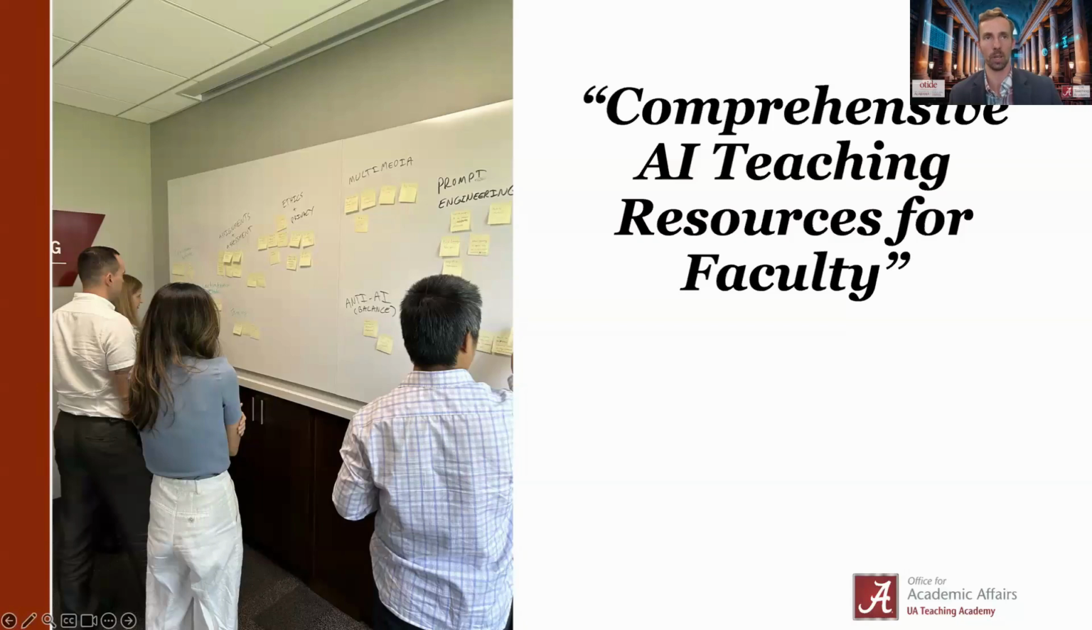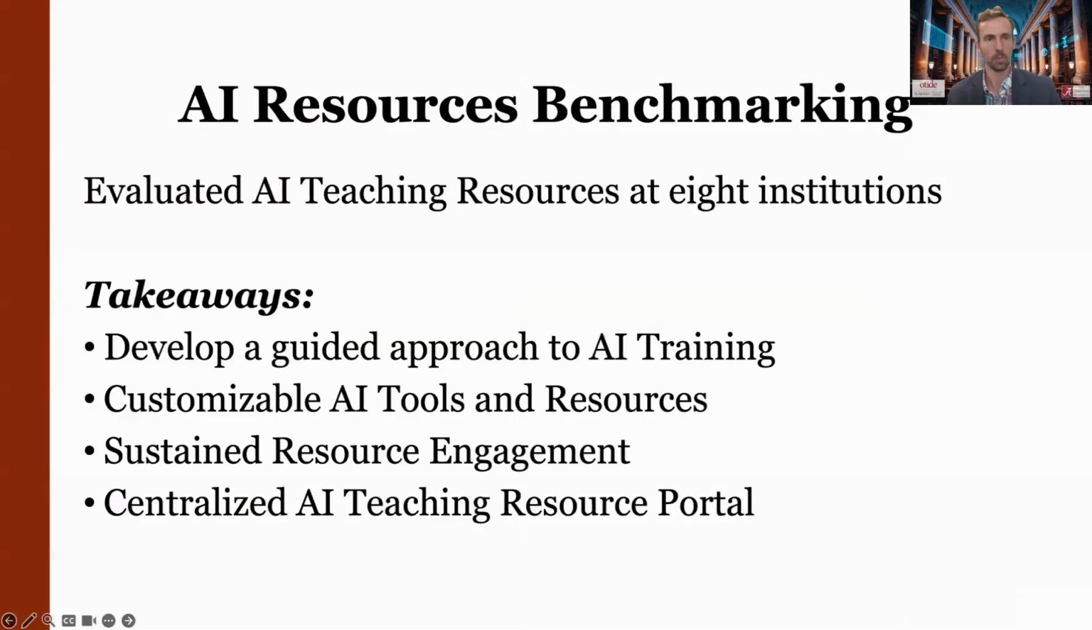We wanted to make sure that we could change it and address the needs of faculty as changes are happening in AI. So at this same time, we had one of our team members do an AI resources benchmarking exercise. What she did is she looked at 8 different institutions. University of Florida was one of them, UCF, Auburn, University of Michigan, Virginia, Oregon State, a couple of others.